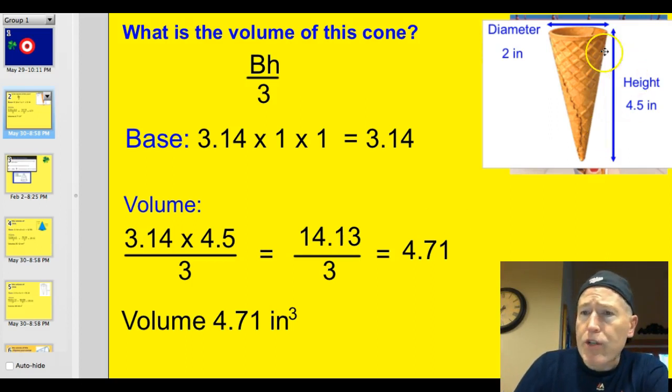So let's take a look at this ice cream cone here, the sugar cone. It has a diameter of 2 inches. Therefore, our radius is 1 inch. So we're going to use the old pirate pi r squared. So we've got 3.14 times 1 times 1 gives us 3.14. Now we're ready to find the volume. So we take that base, 3.14, we multiply it times the height. We have 14.13. Then we divide that number by 3. We have 4.71. The volume of this ice cream cone is 4.71 inches cubed.